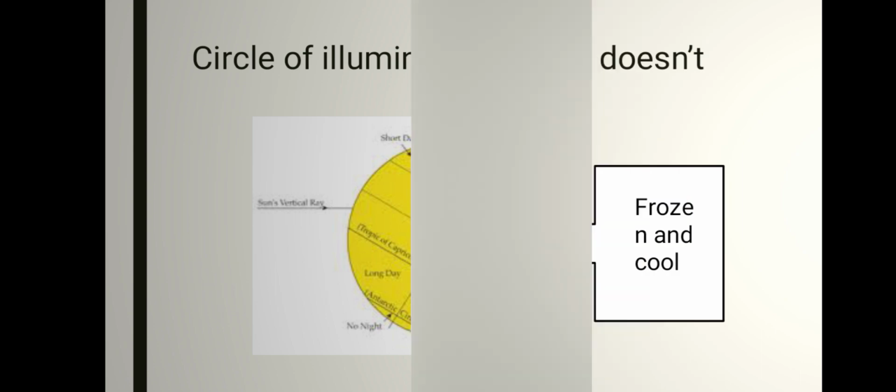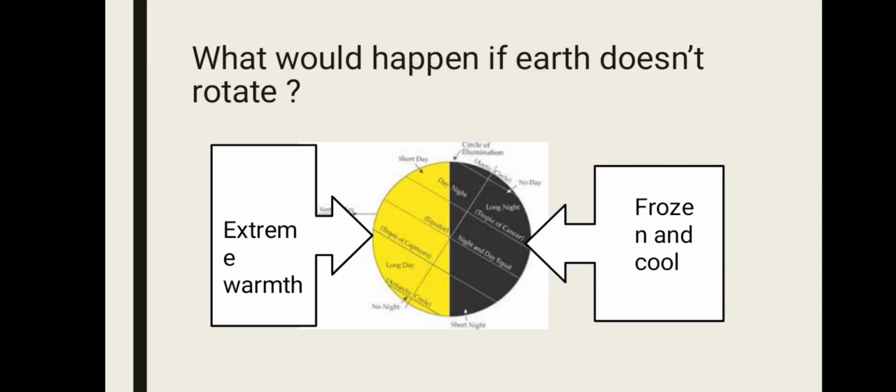Now a very important question to be discussed here: what would happen if the earth did not rotate? As we have already discussed, the rotation of the earth causes day and night. For 12 hours the portion of the earth which faces the sun experiences day, and the portion at the back experiences night, and after 12 hours it becomes vice versa.